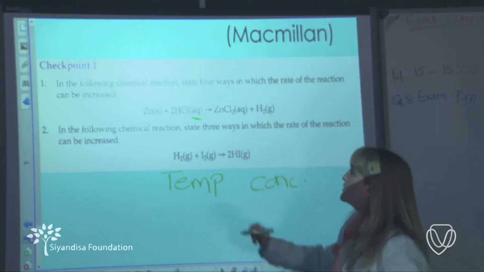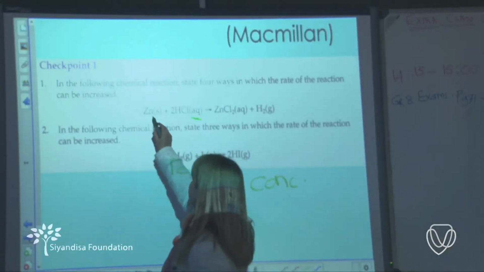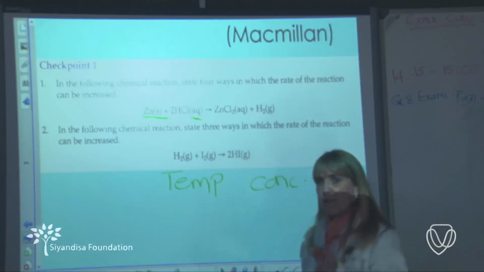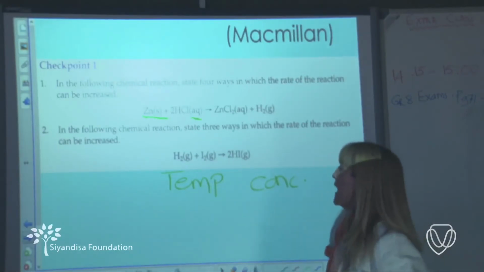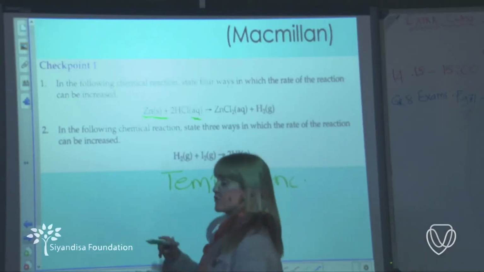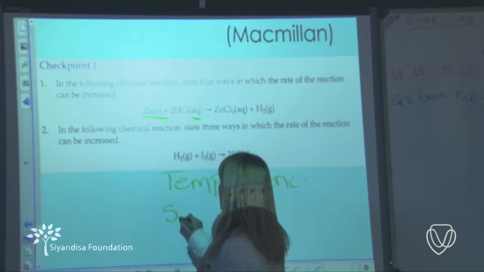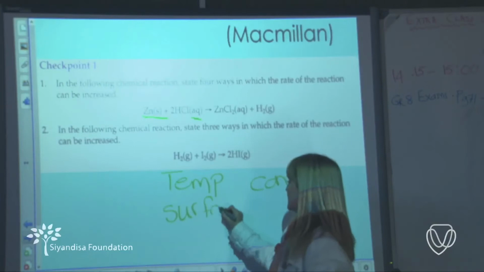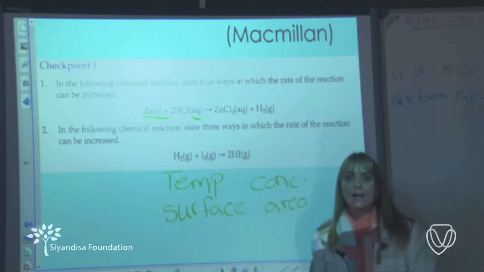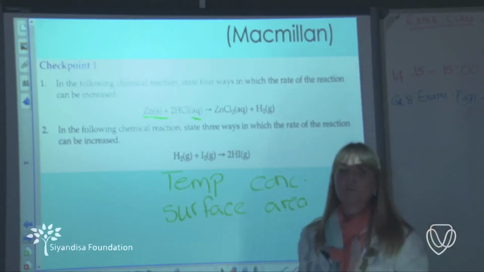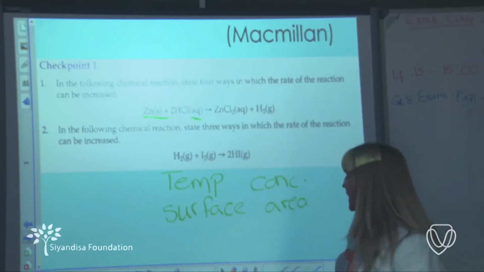Thirdly, I could take that zinc, which is probably in chunks of zinc, fairly big pieces, and I could grind it into a powder. So in other words, I influence surface area. And finally, I could add a catalyst to the reaction, which would increase the rate of that chemical reaction.